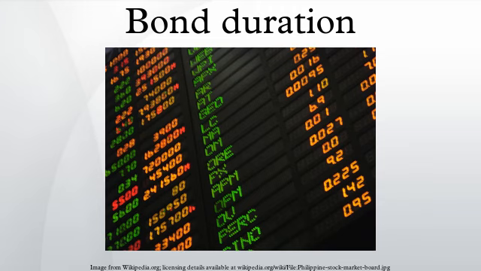Fisher-Weil Duration. Fisher-Weil Duration is a refinement of Macaulay's duration which takes into account the term structure of interest rates. Fisher-Weil Duration calculates the present values of the relevant cash flows by using the zero coupon yield for each respective maturity.